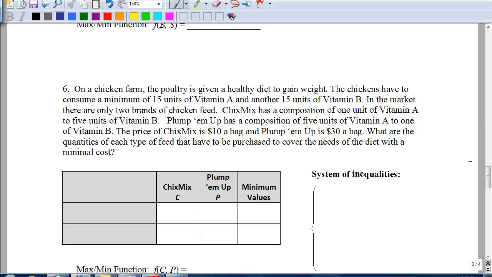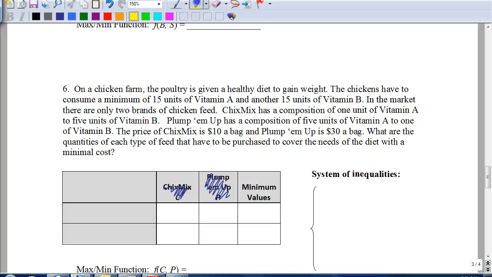Now, number 6 on your worksheet, I didn't give you these variables, so let's pretend you can't see those right now. It says, on a chicken farm, the poultry is given a healthy diet to gain weight. The chickens have to consume a minimum of 15 units of vitamin A and another 15 units of vitamin B. In the market, there are only 2 brands of chicken feed. Chex Mix has a composition of 1 unit of vitamin A to 5 units of vitamin B. Plump 'em Up has a composition of 5 units of vitamin A to 1 unit of vitamin B. The price of Chex Mix is $10 a bag and Plump 'em Up is $30 a bag. What are the quantities of each type of feed that has to be purchased to cover the needs of the diet with the minimal cost?